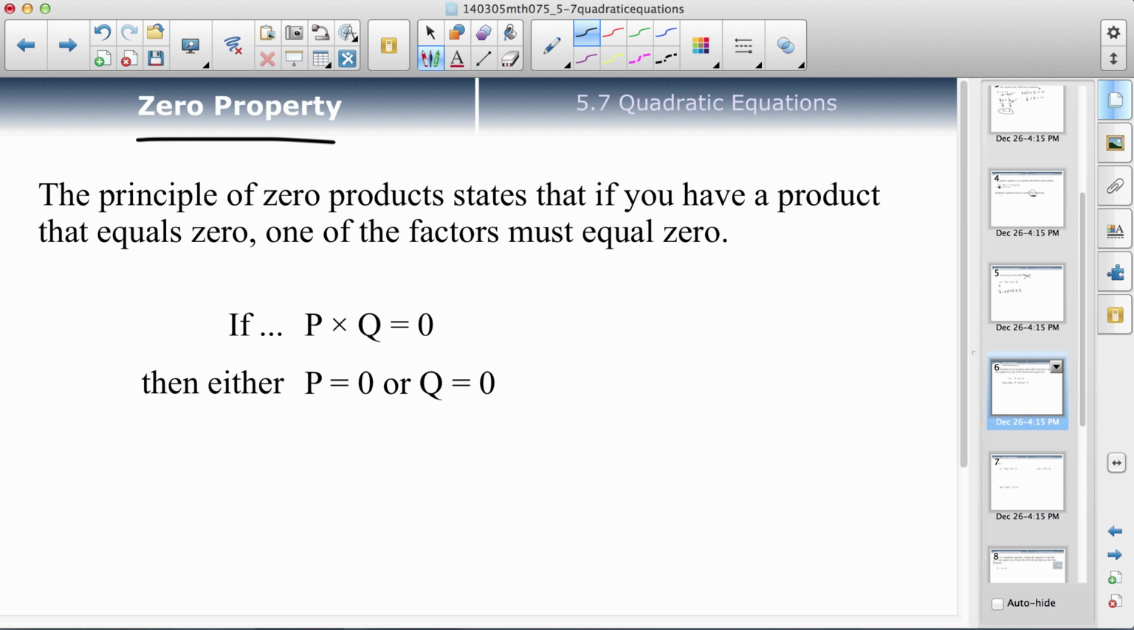The zero property says that if you have 2 things that multiply together and they give you 0, then one of those 2 things has to be equal to 0. Either p is 0 or q is 0. For example, if I have x times y is equal to 0, then either x is 0 or y is equal to 0. So I'm going to use that property to help me solve a quadratic equation.